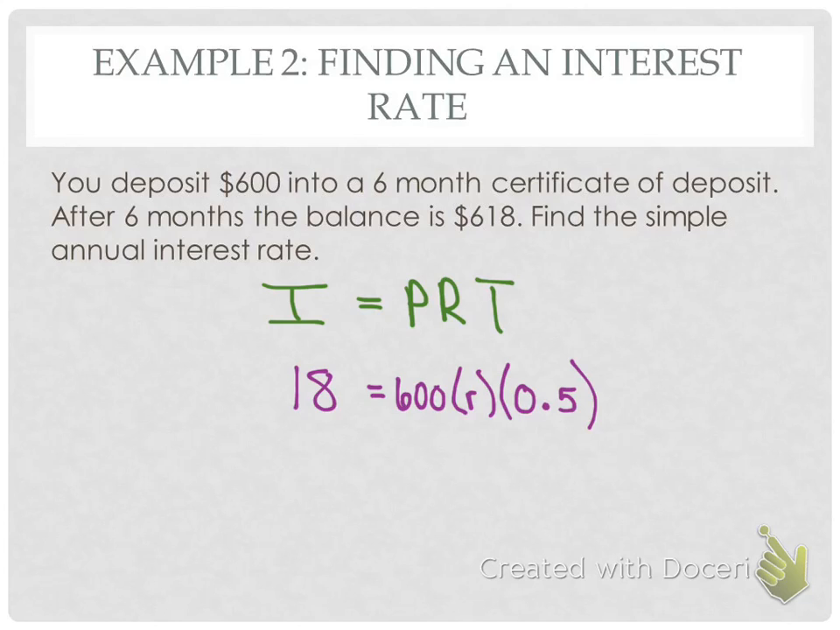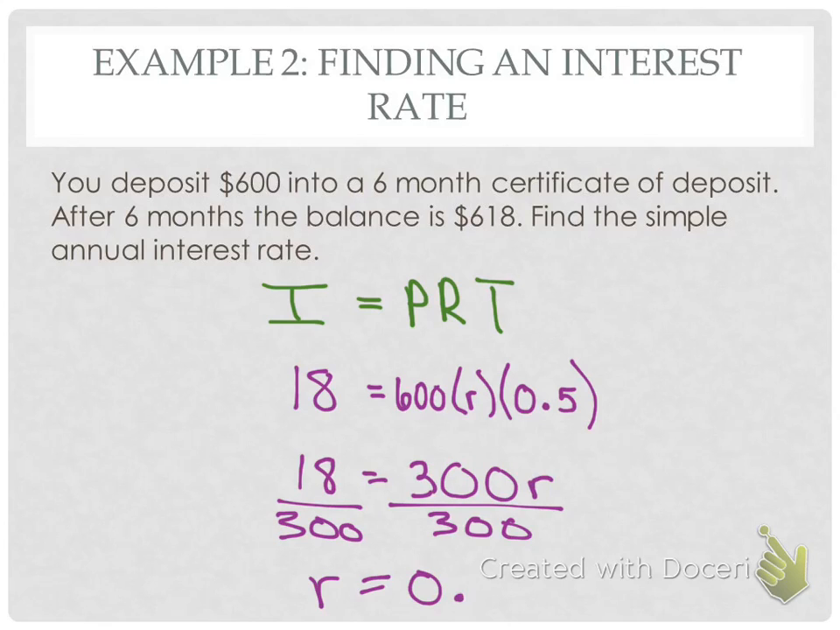So now, commutative property of multiplication says I can multiply in any order. So I have the R right there in the middle, but does that matter? No. I can do 600 times 0.5. What's 600 times 0.5? 300. It's half, right? Okay. So now my new equation is 18 equals 300R. Now how do I solve for R? Divide by 300. And R equals 0.06.